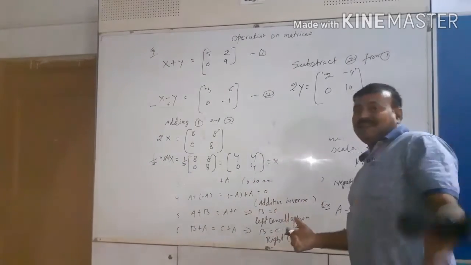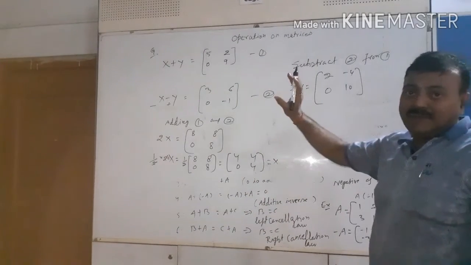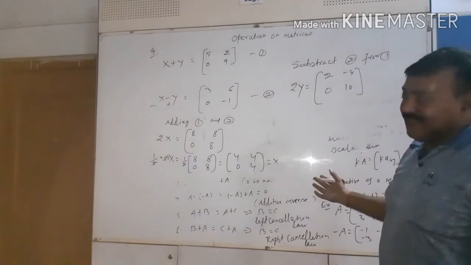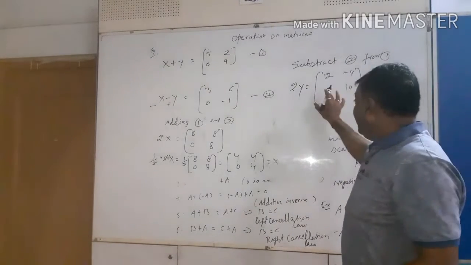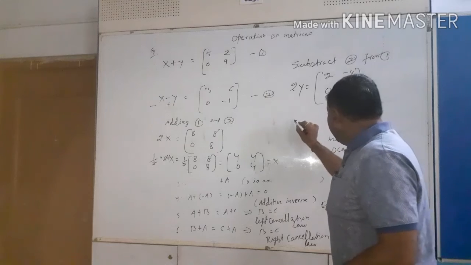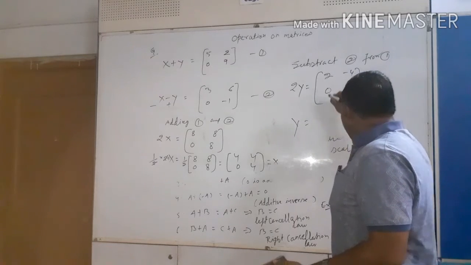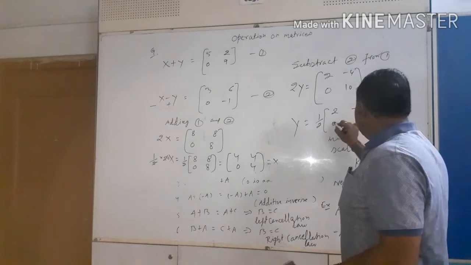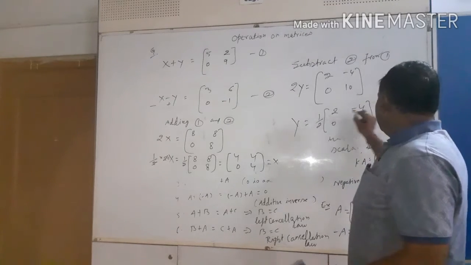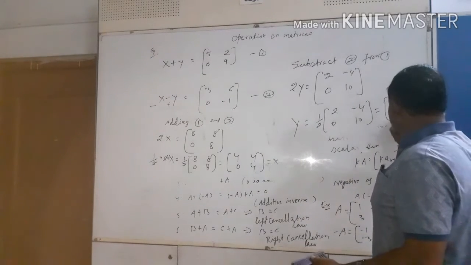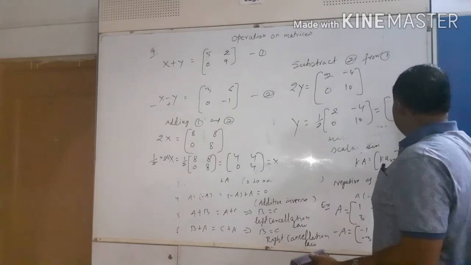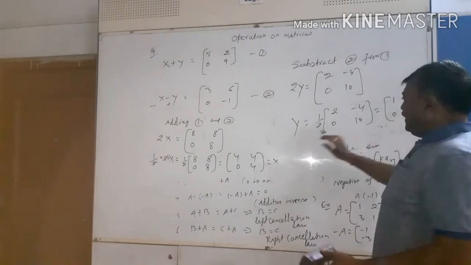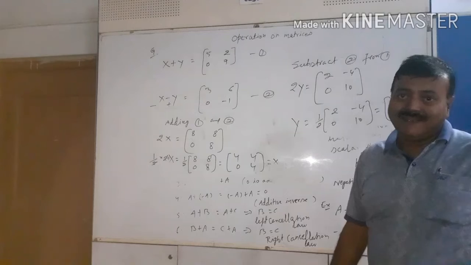Again, multiply by half on both sides, by the rule of scalar multiplication. It will be multiplied by half on both sides, then we will get y equals half into 2, minus 4, 0, 10. So half of it: it will be 1, it will be minus 2, it will be 0, it will be 5. So that is the result for y. Is it clear?